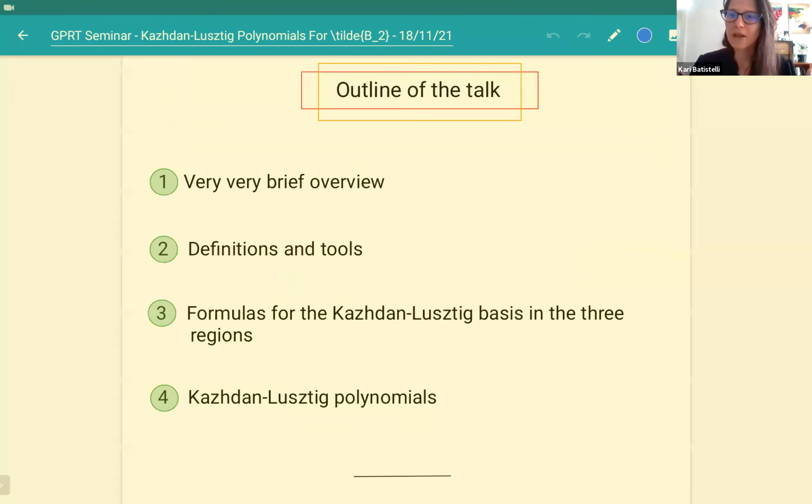The first thing we're going to do is have a very brief overview of what is known in the subject. Then we're going to move on to the definitions and the tools that we're going to use in this talk. After that, we can see what the actual formulas are for the Kazhdan-Lusztig basis elements in the three regions we're going to have for this case. Then we can use that to find some concrete examples of Kazhdan-Lusztig polynomials from the formulas that we already have.